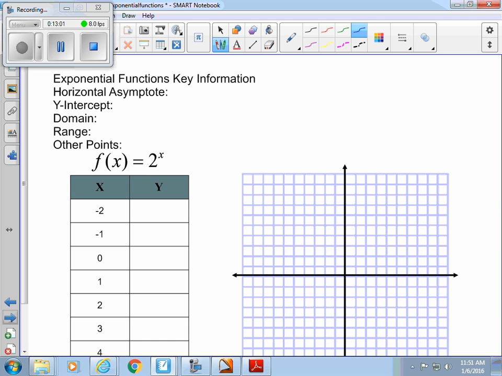Okay. So exponential functions, key information about exponential functions. I have a table here set up for you to fill out, right? A fourth. How can I do that so fast without a calculator? Properties of exponents, right? Anything to the 0 power is 1. That was one of those properties.